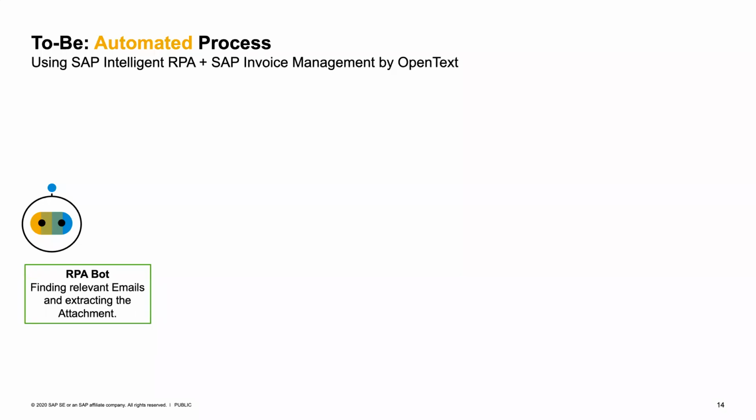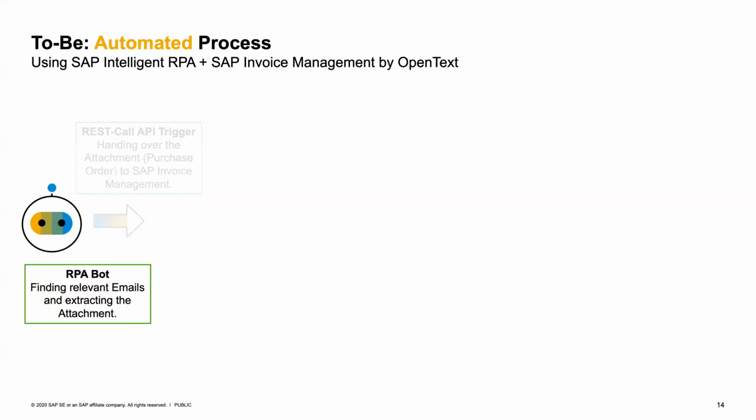So basically, the first RPA bot opens Outlook and searches for all relevant emails, which means the attachment of this email is coming from a customer and contains a specific purchase order. This can be achieved, for instance, by filtering the mails based on subjects or on information located within the email body. The bot opens then the attachment and hands it over to the SAP Invoice Management by OpenText.